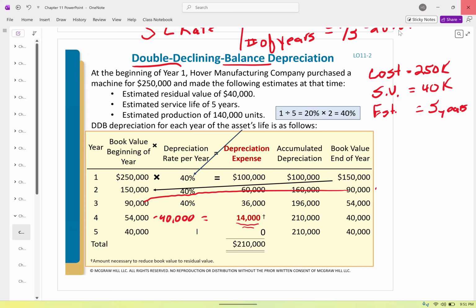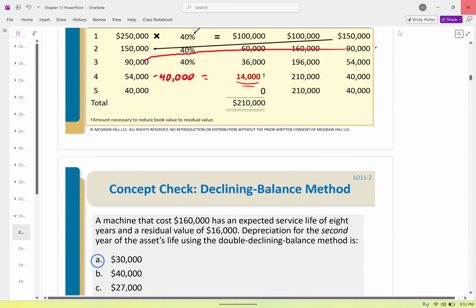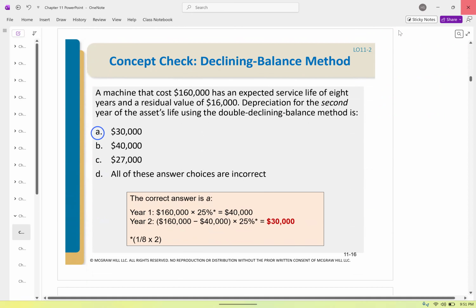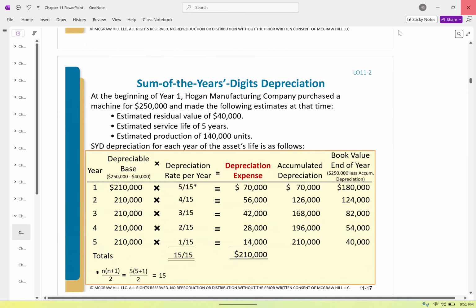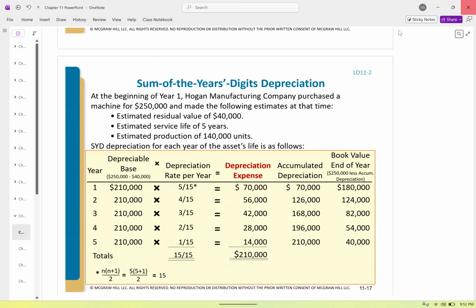All right, so that is double declining balance. Moving on, we're getting close to the end of this video. There is the concept check if you want to work that. So now we are at sum of the year's digits. Okay, so we have sum of the year's digits.